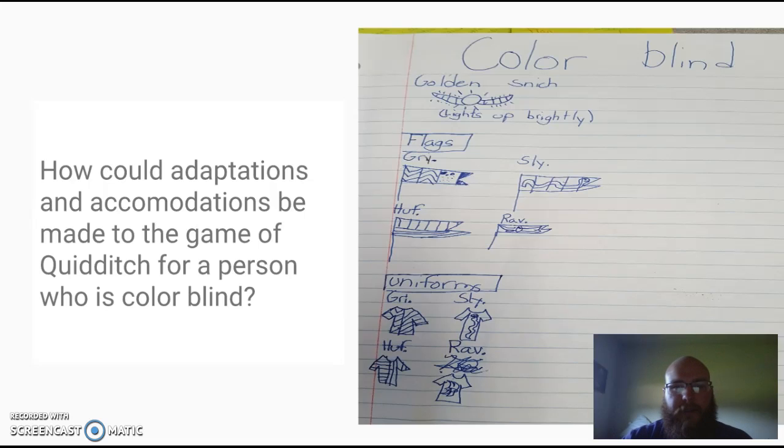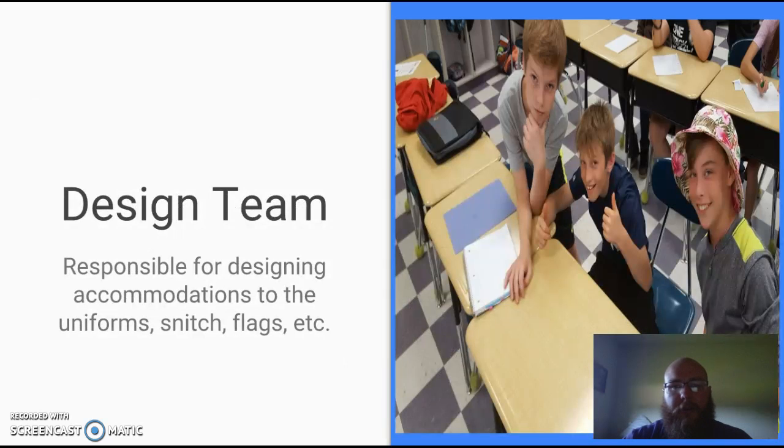So we started just having a brainstorm. I had my note taker jot down some notes as we talked, and some accommodations that we could look at were the golden snitch strobing and lighting up rather than just being golden. Each team's flags and bleachers having different symbols on them rather than colors, and the same with uniforms. Rather than Gryffindor being red and gold, have them be a different symbol. So it wasn't so much based on color, but rather symbol.